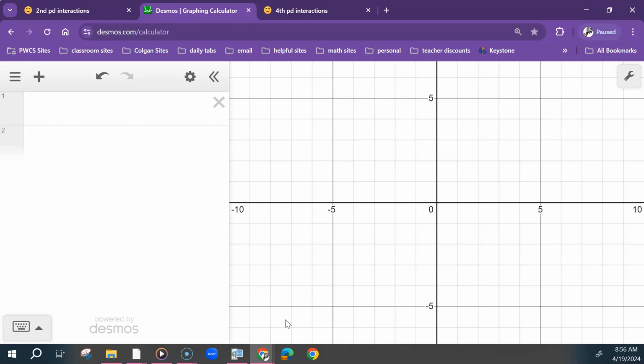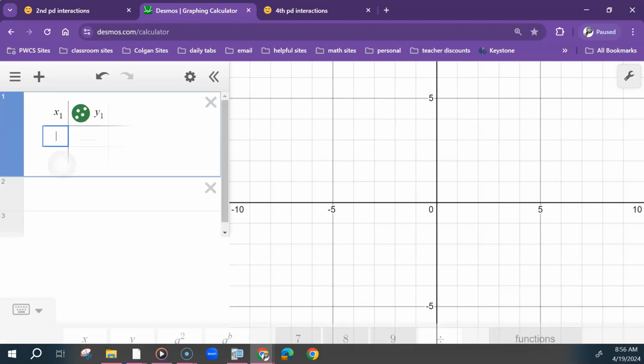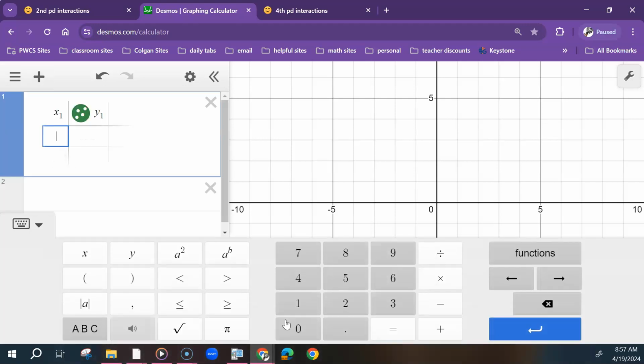In Desmos, just like for your line of best fit, add in a table. We're going to use that same table from before. It's also on the back of that first page.